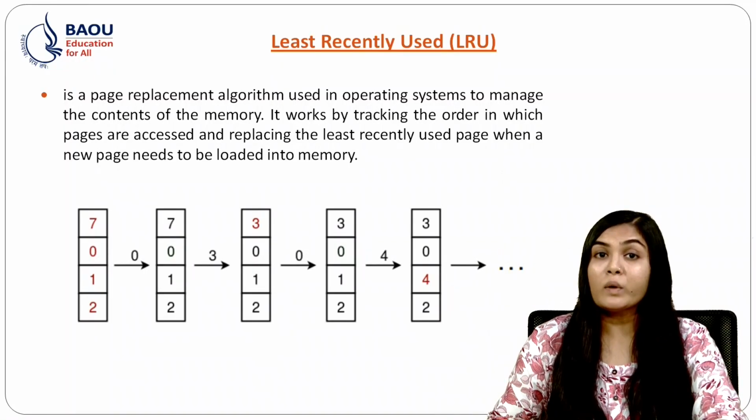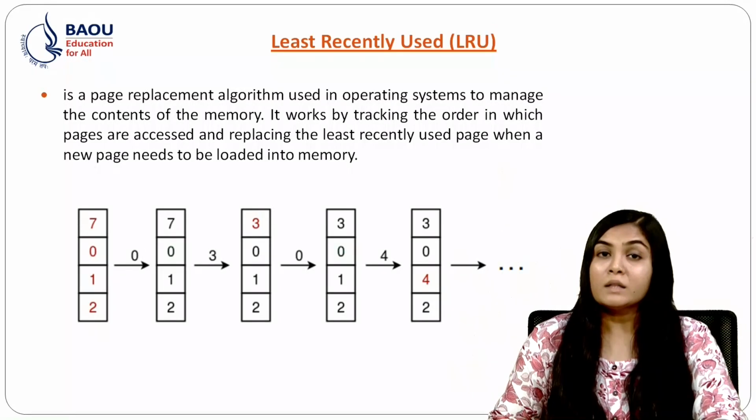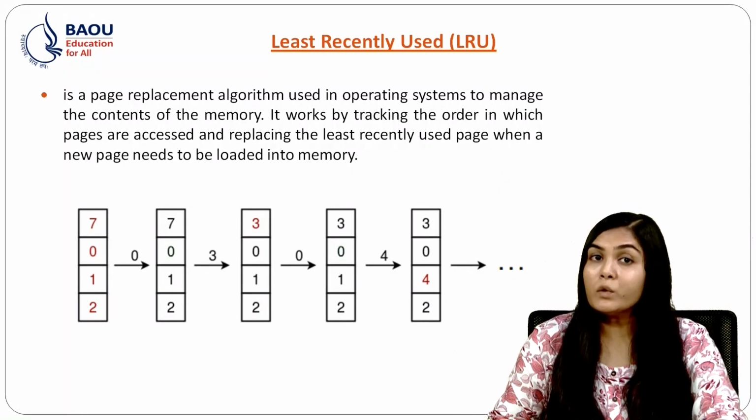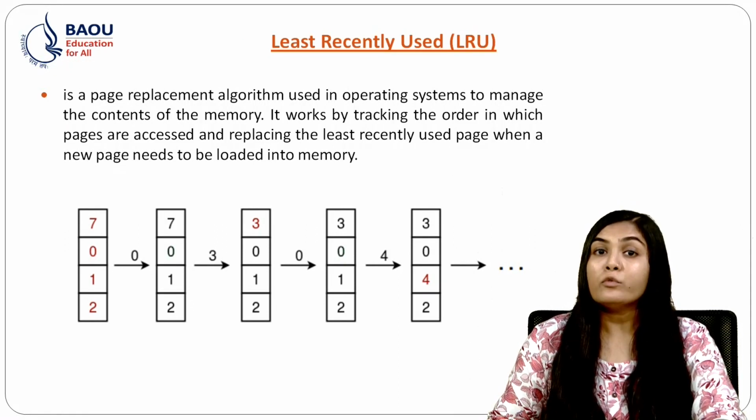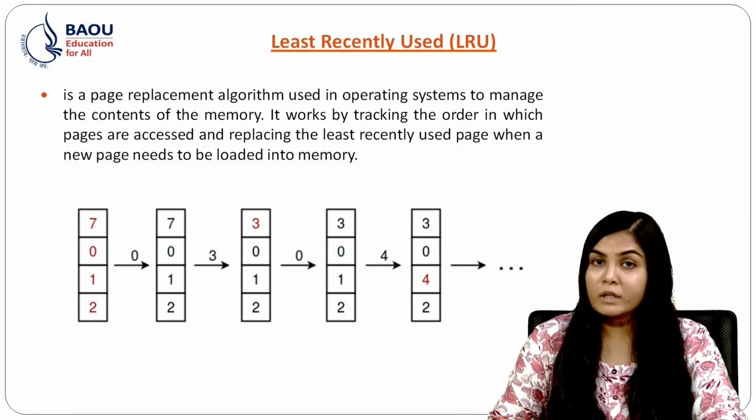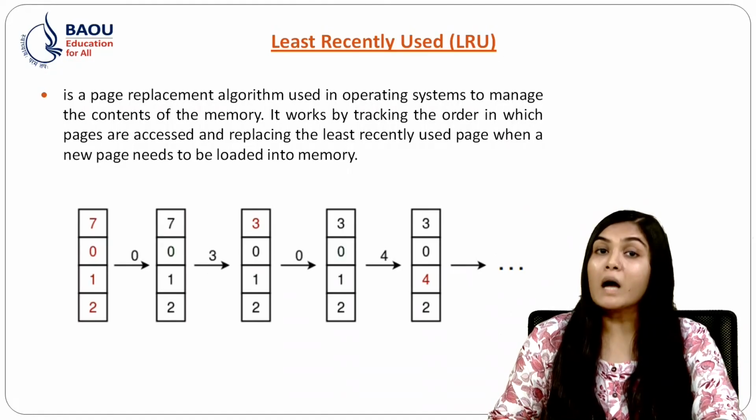Then next, when 3 comes, it will take the place of 7 because it is least recently used, hence the count of the page fault will be 1. Then if again we check, 0 is already in the memory, so there will be no page fault. Then what happens next? 4 will take the place of 1, so the count of page fault will be 1.